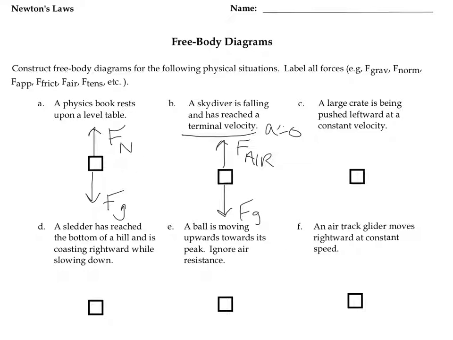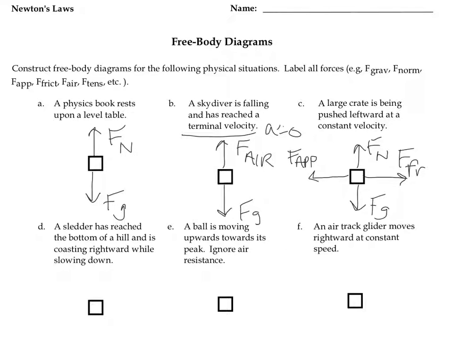How about letter C? A large crate is being pushed leftward at a constant velocity. So we have it being pushed to the left, so that would be the applied force. But since it's moving at a constant velocity, there can be no overall net force. So even though you're pushing it to the left, there must be a force opposing it to the right. That would be the force of friction. But since this object is still on the ground and you're pushing it, don't forget, there is still a force of gravity, and since it's touching a surface, there's still the normal or support force.